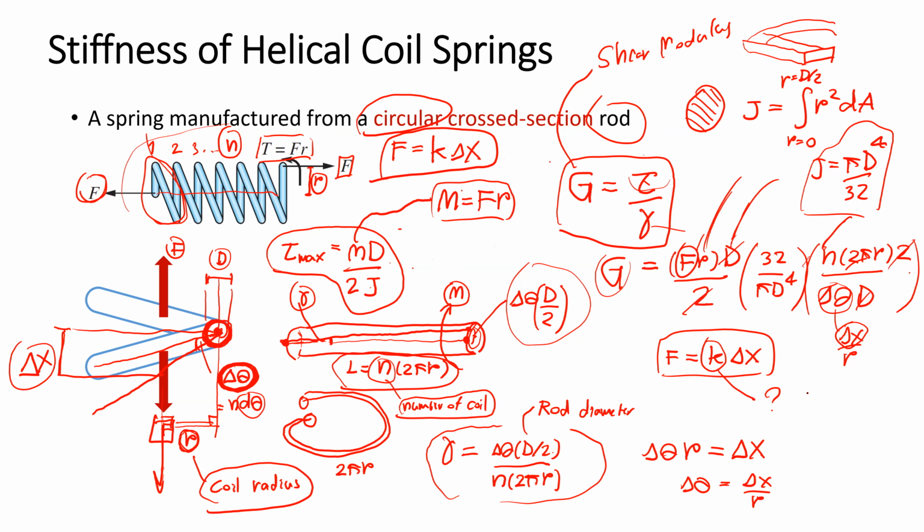And when you have already derived this, try to think if it makes sense. If we increase the number of coils, how does it affect the stiffness? If we increase the shear modulus of the material, how does it affect the stiffness? If we increase or decrease the diameter of the rod, that is the spring material, how does it affect the stiffness of the spring?